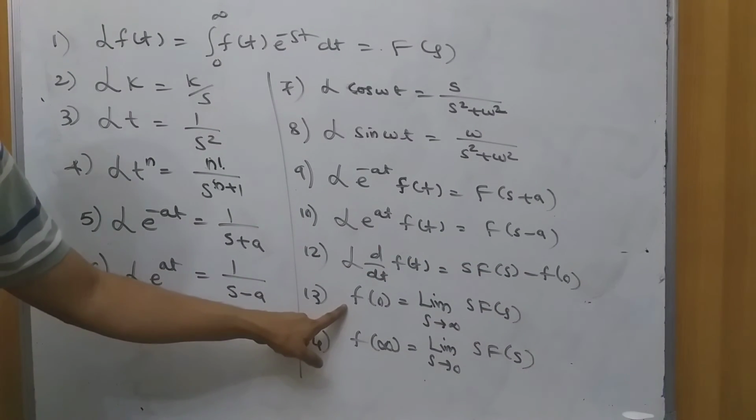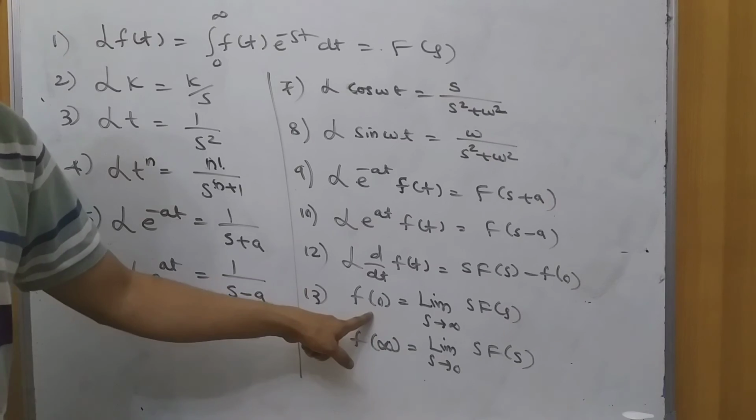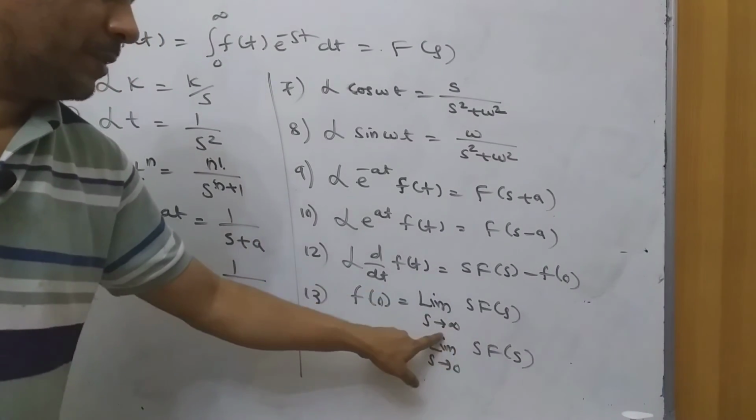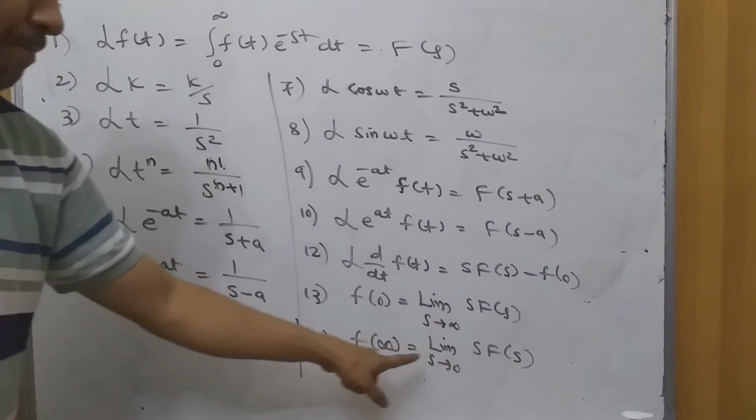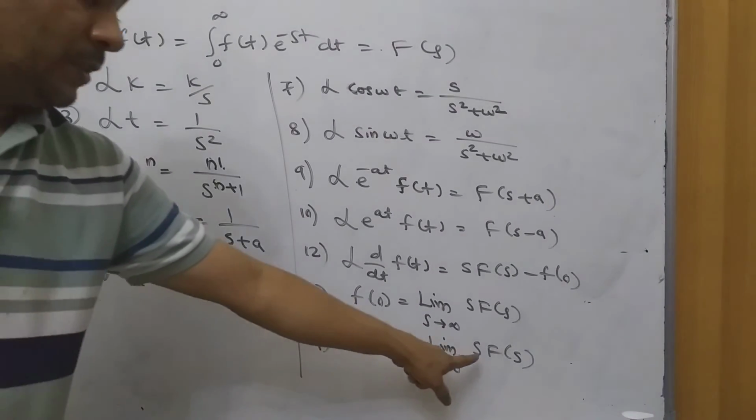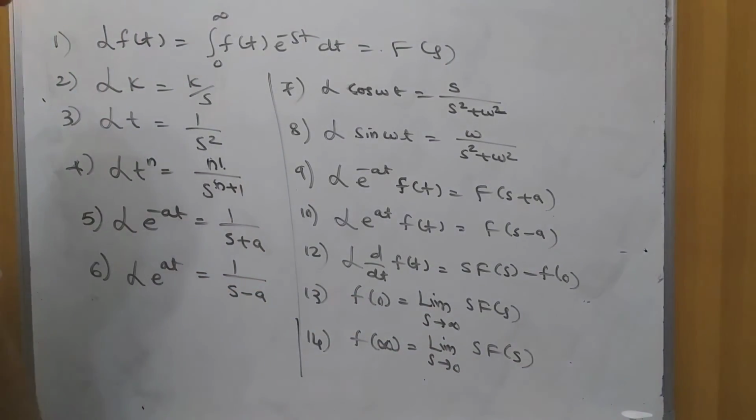Initial value theorem: f of 0, the initial value of a function, is given by s into F of s, limit s tends to infinity. Final value theorem: s into F of s, limit s tends to 0.